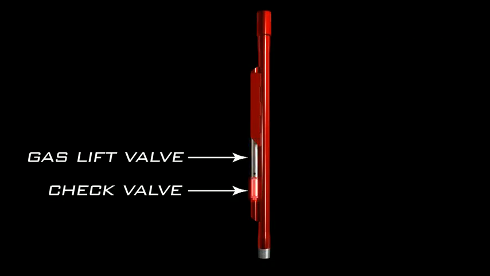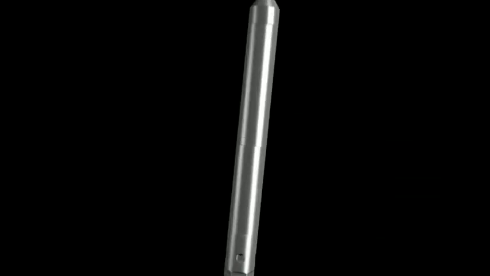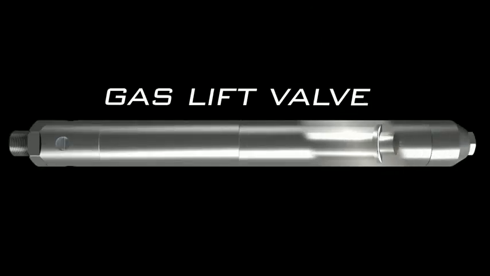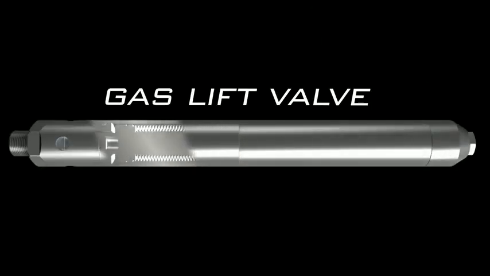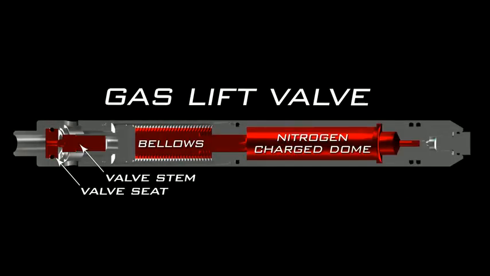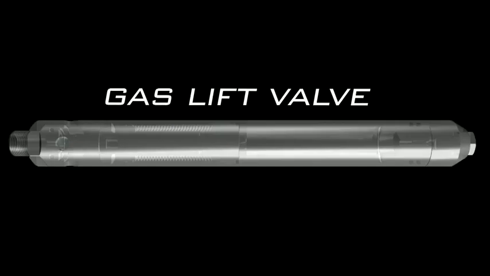The mandrel assembly is the equipment component of the OPTI-FLOW Gas Lift system. Shown is a tubing retrievable assembly comprised of a gas lift valve, a check valve, and the mandrel itself. The gas lift valve injects the gas into the production string. It is housed in the mandrel and is injection pressure operated, with a nitrogen-charged dome and bellows configuration. The dome charge pressure is calculated and preset prior to installation, based on the designed depth and operating temperature.